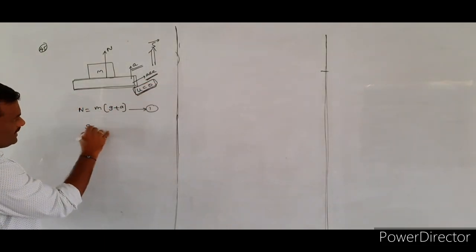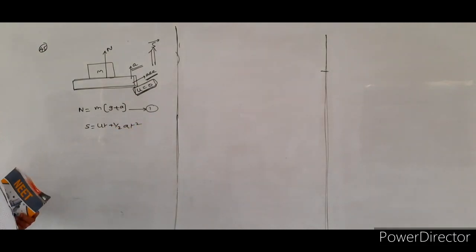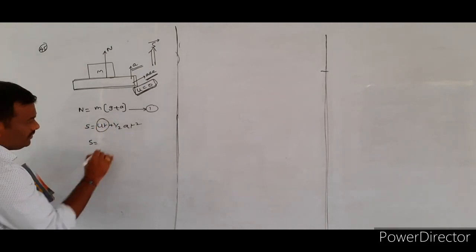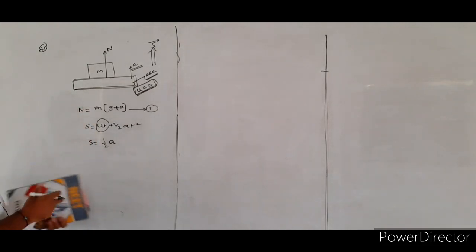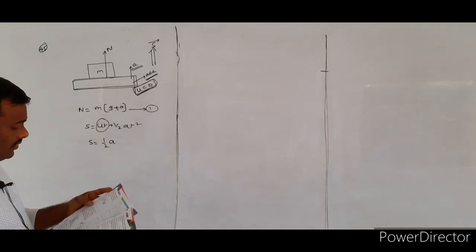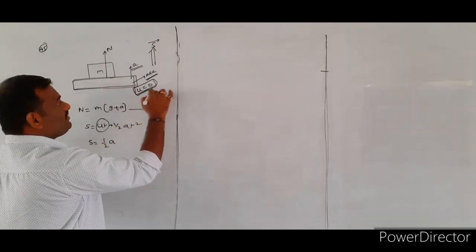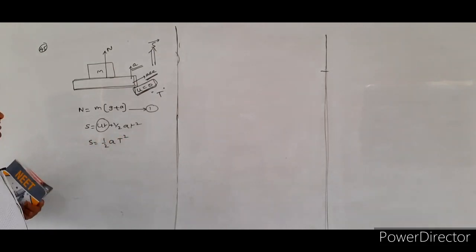Therefore, to calculate the displacement, we use the equation S is equal to ut plus half a t square. S is equal to what? Initially it is in a state of rest, so the ut value is equal to 0, plus half into acceleration, which they mentioned as a, in a time interval of capital T. Half into a into T square.